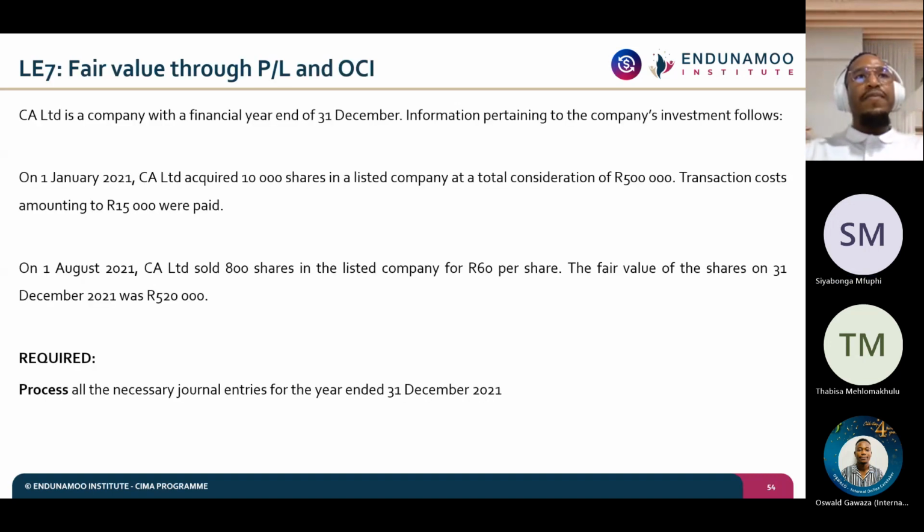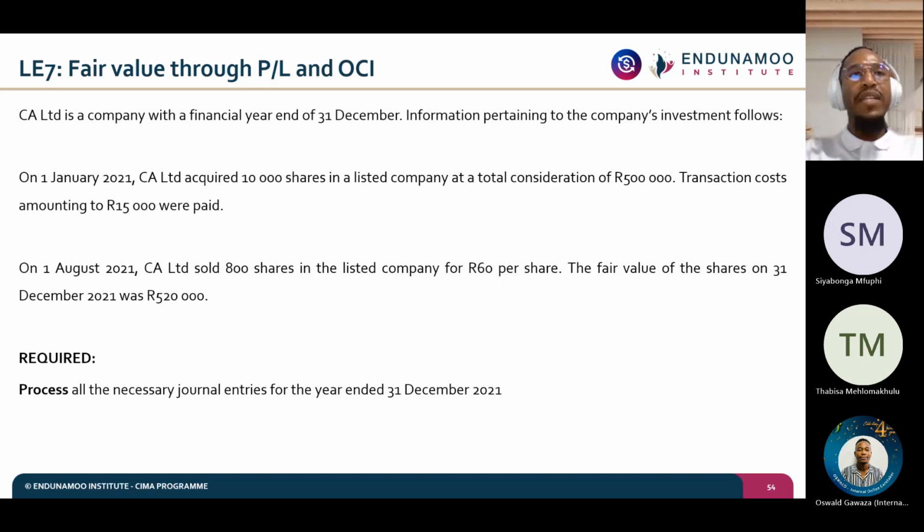Let's now look at lecture example number 7, which deals with the fair value through profit or loss and OCI type of financial assets. CA Limited is a company with a financial year end of 31 December. We have information that pertains to the investments as follows. On the 1st of January 2021, the entity acquired 10,000 shares in a listed company at a total consideration of 500,000. The transaction costs amounting to 15,000 were paid.